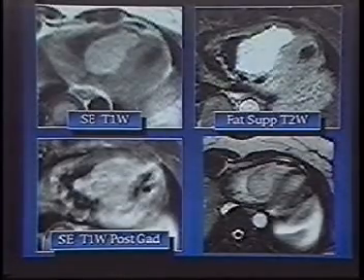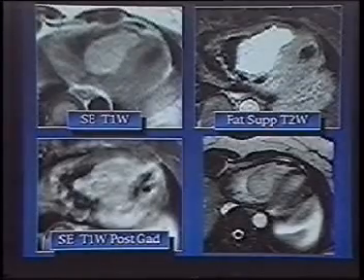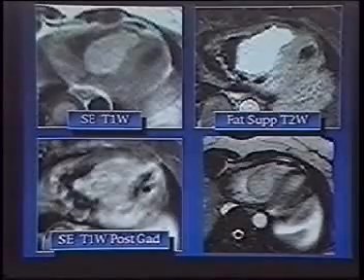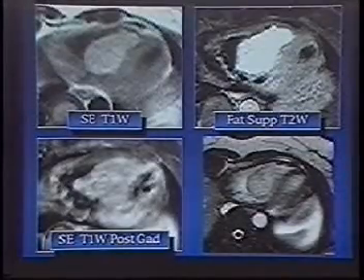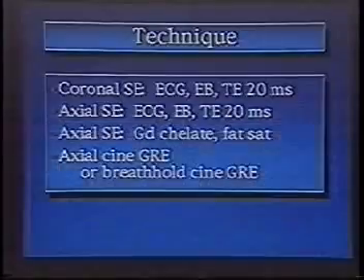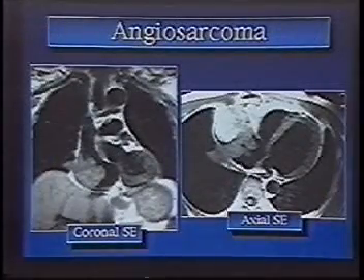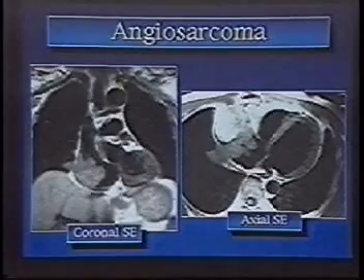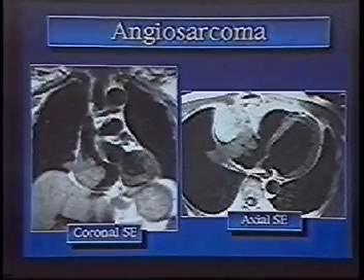And this particular one is rare. This is a hemangioma. But on MR, we're not going to make specific diagnoses of the types of tumors. What we can do is differentiate benign from malignant tumors and differentiate tumor from thrombus. And the patient has to undergo a biopsy, either an endomyocardial biopsy or open biopsy, in order to make the specific diagnosis. Let's look at a couple of other tumors.